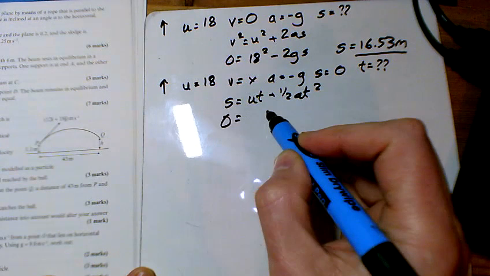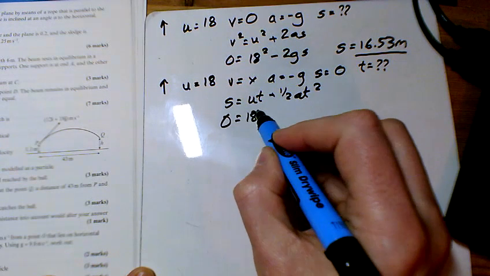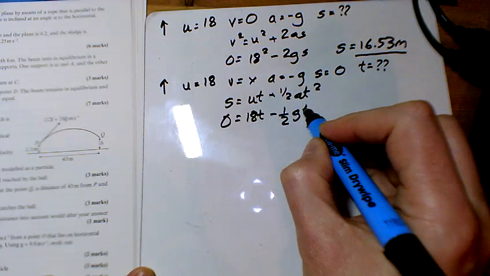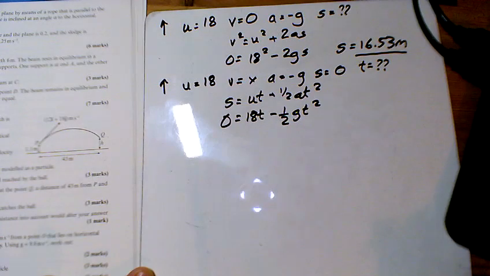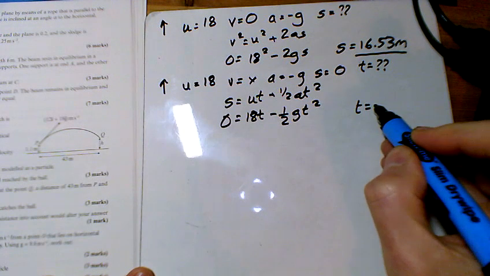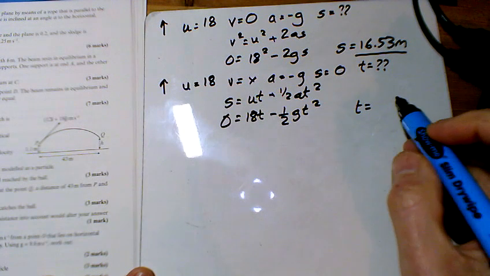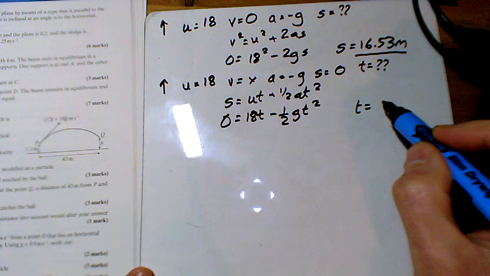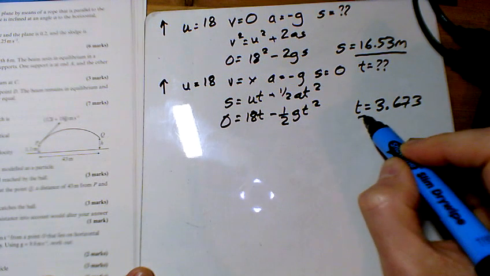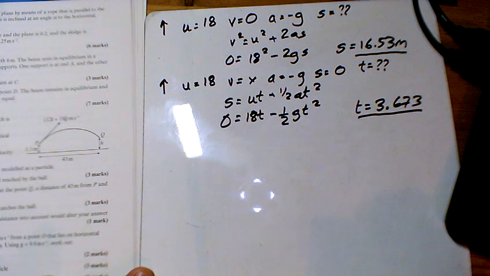We've got 0 equals 18t minus a half gt squared. Of course, one answer is t equals 0 because that's when it starts on the ground. But the other answer from the quadratic there is the one we're going to want. And I'm getting 3.673 there. That's how long the journey takes.